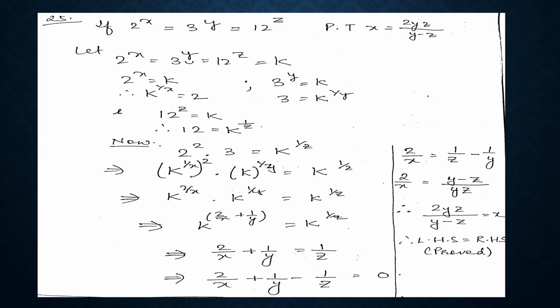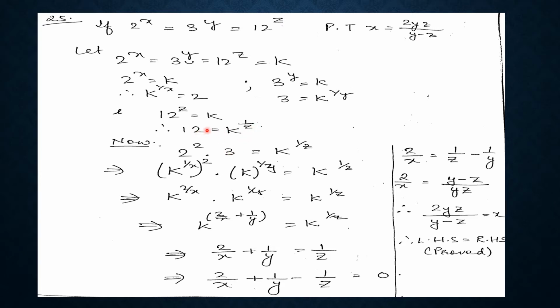Here we have 2 to the power x is equal to 3 to the power y and 12 is equal to 12 to the power z. So we assume that 2 to the power x is equal to 3 to the power y, which is equal to 12 to the power z. All the three are equal to k. So we can write down 2 to the power x as k, and k to the power 1 by x can be written as 2. Similarly, 3 can be written as k to the power 1 by y, and 12 can be written as k to the power 1 by z.